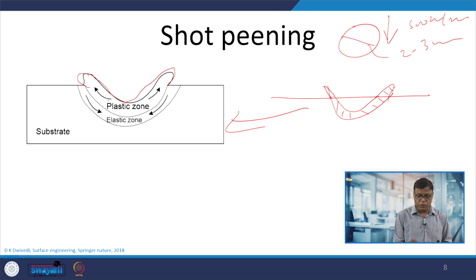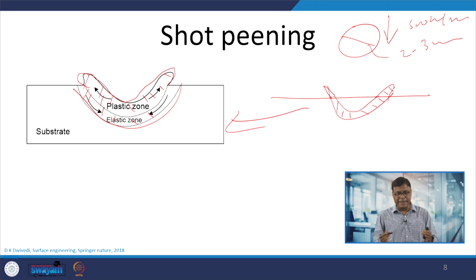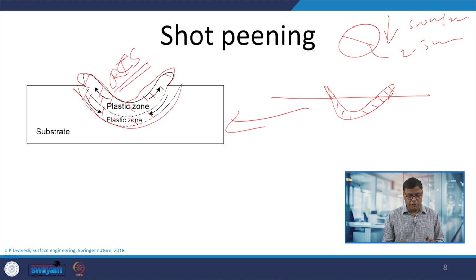Okay. So, there is a zone at the surface which is plastically deformed, and below that there is an elastically deformed zone. The elastically deformed zone tends to regain its dimensions, and that in turn sets the residual compressive stress at the surface. Okay. So, it is not the plastic deformation which is setting the residual compressive stress, it is the elastic deformation of near surface layers that is responsible for development of the residual compressive stresses.